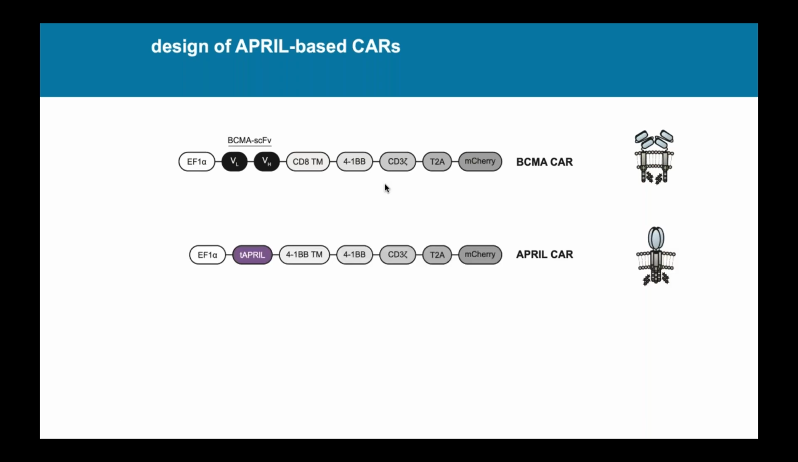The first one was to generate a CAR that we termed APRIL, that consists of one truncated APRIL monomer as the antigen binding domain, and that has a 41BB transmembrane domain in order to encourage trimerization through the transmembrane domain.